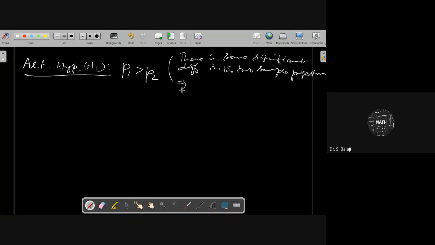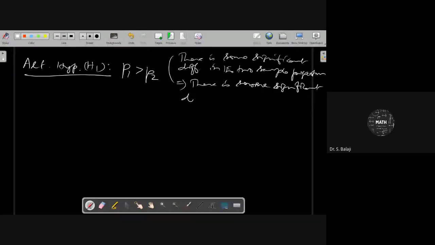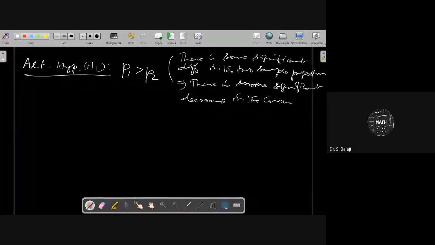What will be the implicit meaning here? This is before excise duty, and this is after the excise duty. Therefore, it says that the consumers before excise duty are greater than the consumers after excise duty. There is some significant decrease in the consumers of tea after the increase in excise duty, that is obvious.